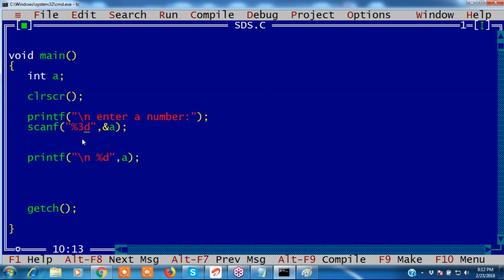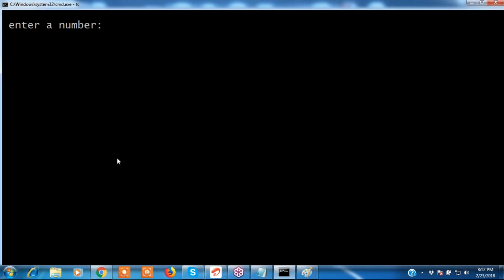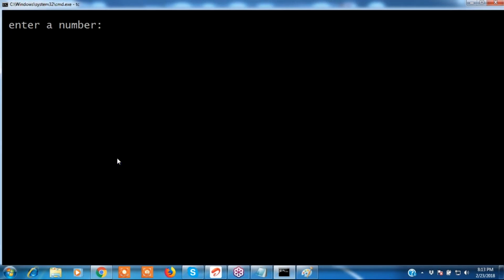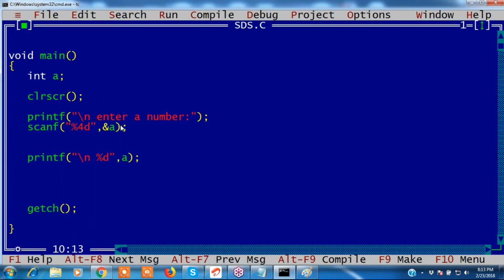scanf percentile 5D or 3D. 3D means it takes a 3 digit number. If I give 5D, it takes a 5 digit number. If I give 4D, a 4 digit number. Example, if I give 1, 2, 3, 4, 5... sorry, 3 digits. If I give 4D, now I'm giving 4D, 4 digits. 1, 2, 3, 4, 5, 5 digits I have given, but it takes 1, 2, 3, 4. Are you following how it is taking the parameters?